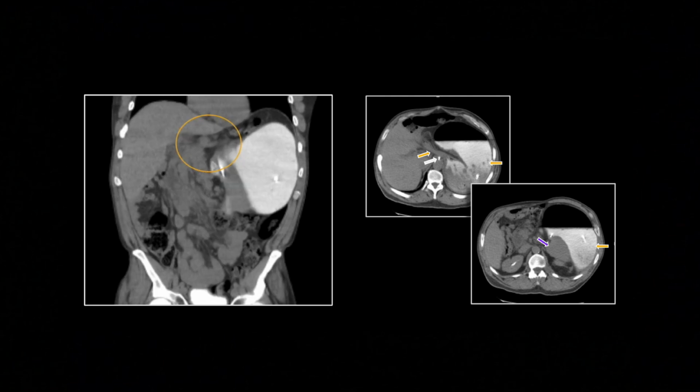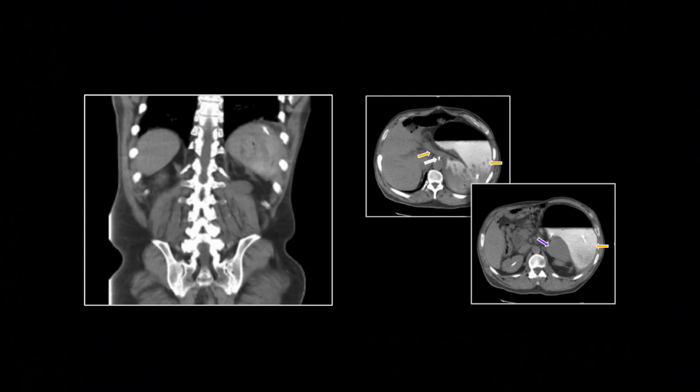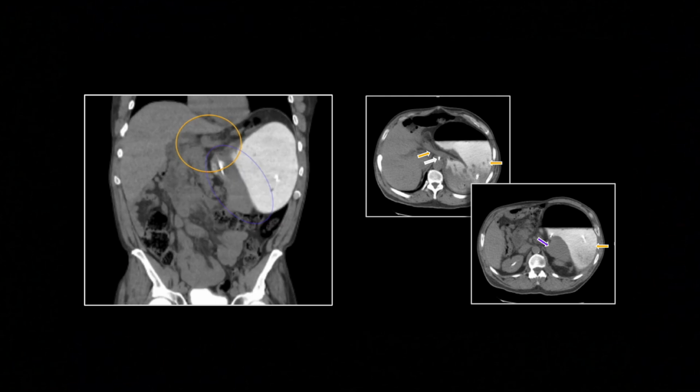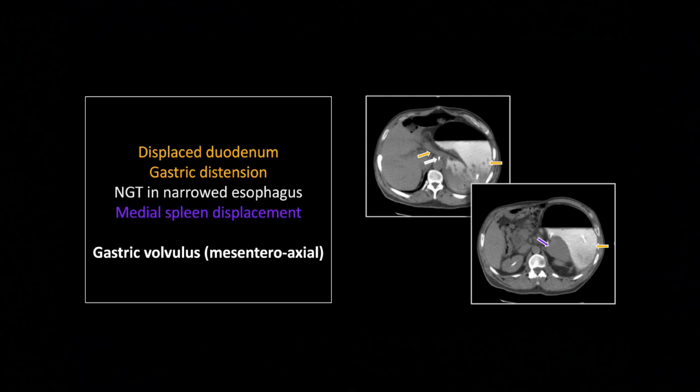So that's a nice view here of the pylorus and proximal duodenum located above the level of the GE junction. So that is a gastric volvulus with a wandering spleen.